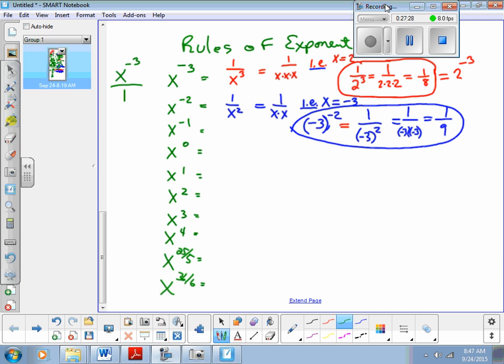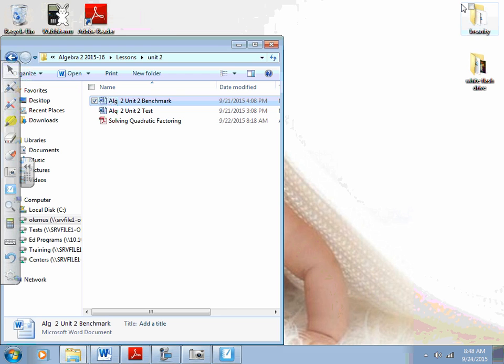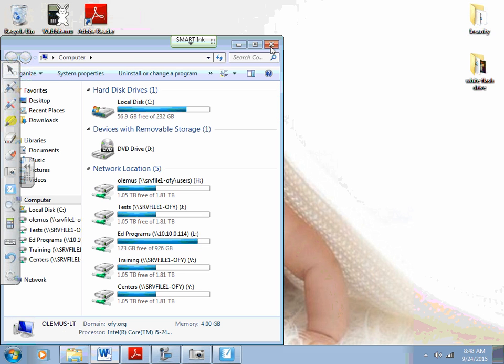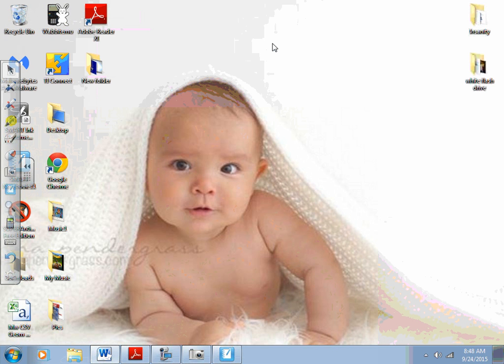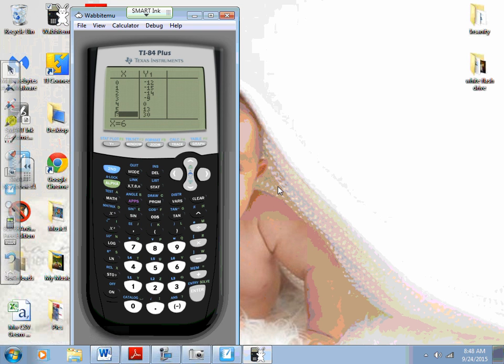Here's the rule with negative exponents, okay? Whenever you have negative exponents, you have to flip. You have to simplify it and put it with positive exponents. So let me prove this to you. Everybody grab your calculators. Here's mine. All right, everybody turn on your calculators.